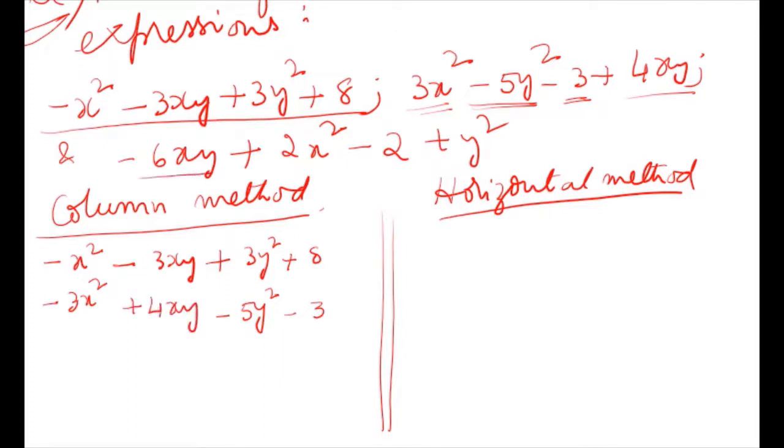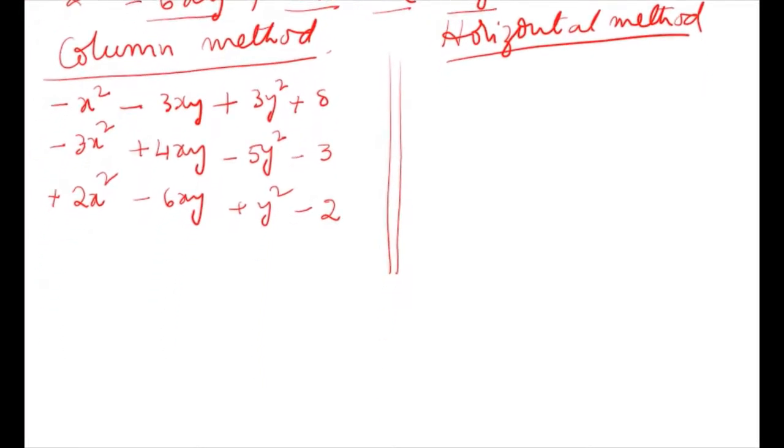Then in the third one, minus 6xy. So minus 6xy will come exactly below xy, plus 2x square will come under x square, and minus 2 will come under these constant numbers, plus y square will come under y square terms. Okay, now we will add column wise. So plus 3x square minus x square minus, but there is no coefficient, it is understood as 1. So minus 4x square and plus 2x square. So minus 4 plus 2 will become minus 2x square.